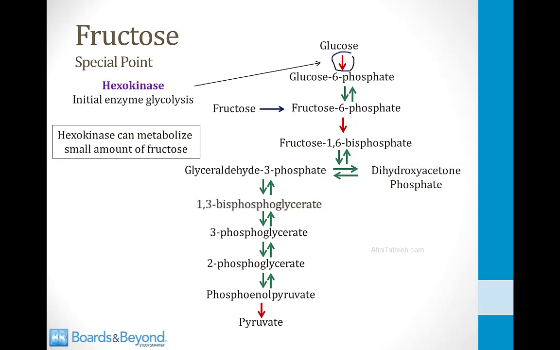Another special point has to do with the first step of glycolysis. The conversion of glucose to glucose 6-phosphate is catalyzed by the enzyme hexokinase. It turns out that this enzyme can metabolize a very small amount of fructose. As I've shown here, fructose can be converted to fructose 6-phosphate by hexokinase. Normally, this contribution to fructose metabolism is very small, but in patients who are deficient in some of the fructose metabolism enzymes, this pathway can become more important, and it's a way for some fructose to get into the glycolytic pathway.